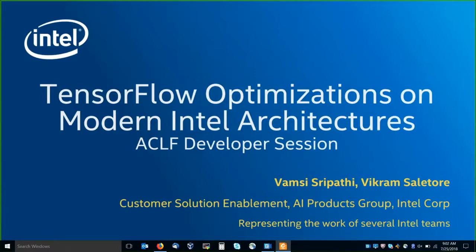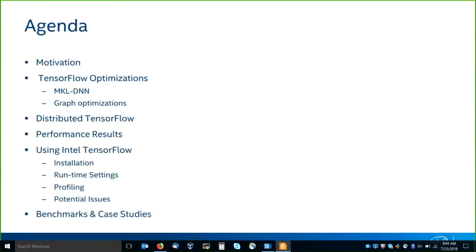So this slide just gives you a brief overview of what we are going to spend most of our time on today. I will begin my talk by setting some context as to why Intel is interested in TensorFlow and what is the motivation behind this work, and briefly give a high-level overview of the TensorFlow optimizations that the Intel engineering teams have done, and show some performance results on both multi-node and single node.